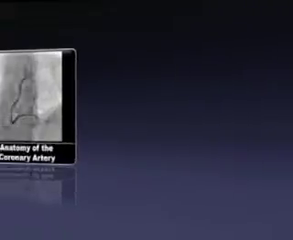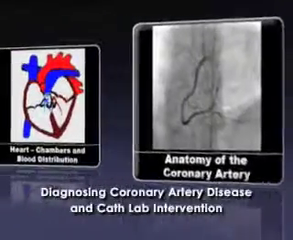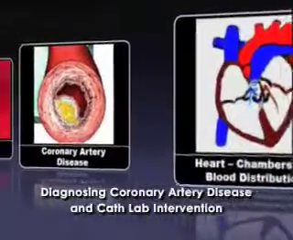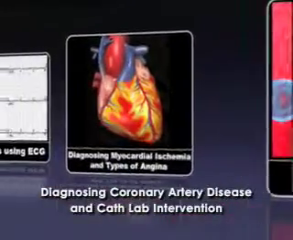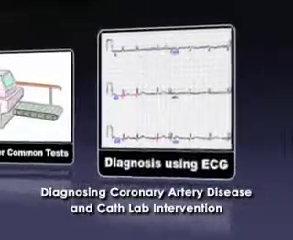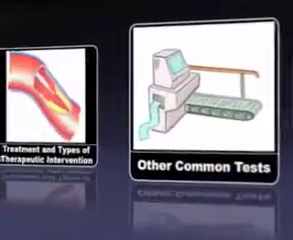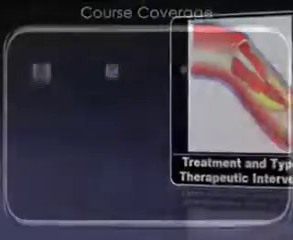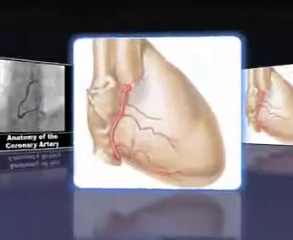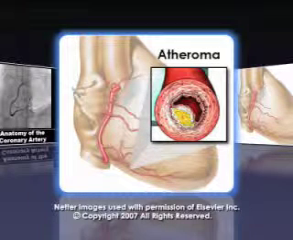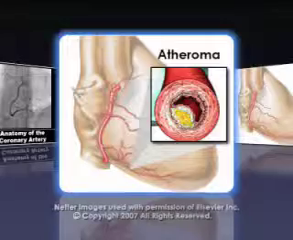This course reviews the anatomy of coronary artery, heart chambers and blood distribution, coronary artery disease and its risk factors, diagnosis of myocardial infarction and angina, and diagnosis using ECG, other common tests, and suitable therapeutic measures. Coronary artery disease is defined as the progressive accumulation of atherosclerotic plaque in the walls of the coronary arteries.